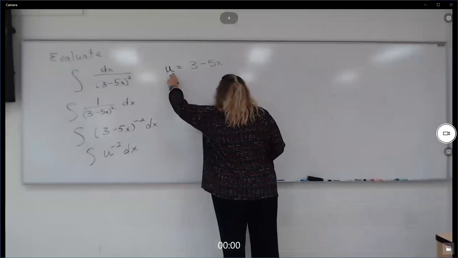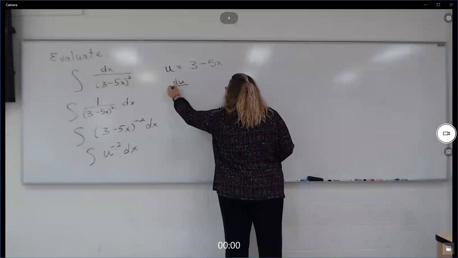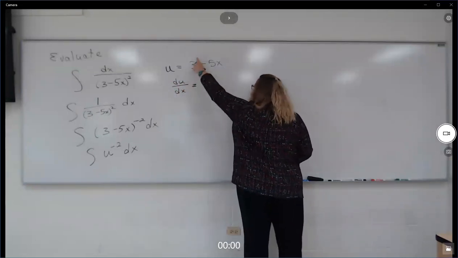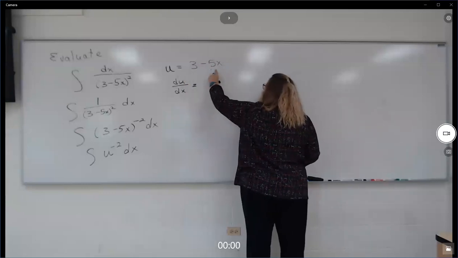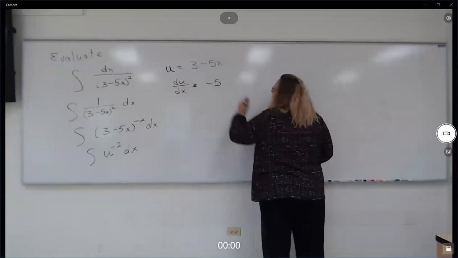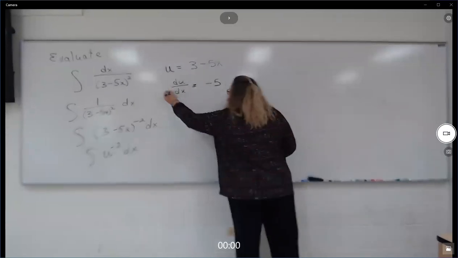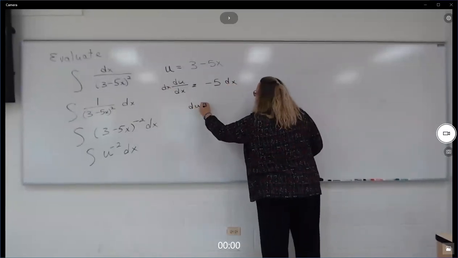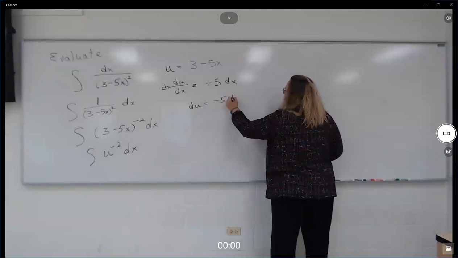So we're still going to have to take the derivative, du over dx. And this is what? That goes away, and this is negative 5. So multiply both sides by dx, and du is equal to negative 5 dx.